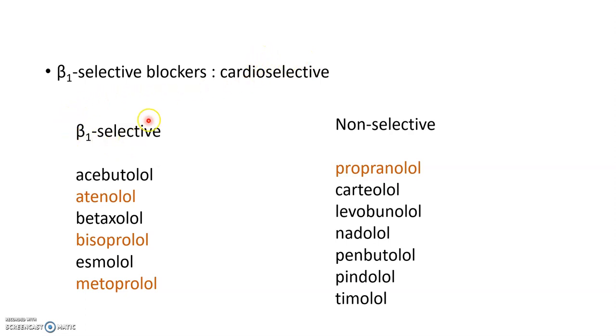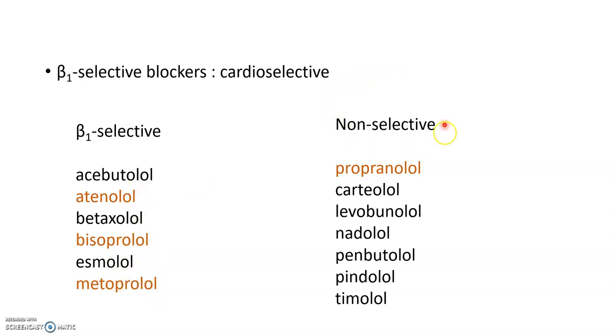Beta 1 selective drugs include acebutolol, atenolol, betaxolol, bisoprolol, esmolol, and metoprolol. So these ones are beta 1 selective. Try to remember at least atenolol, bisoprolol, and also metoprolol. These are very famous drugs.